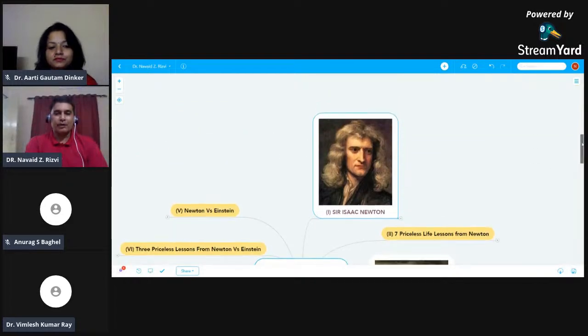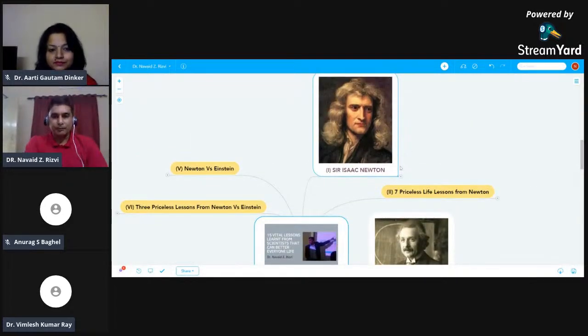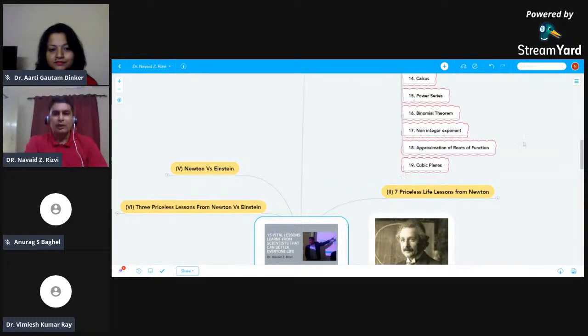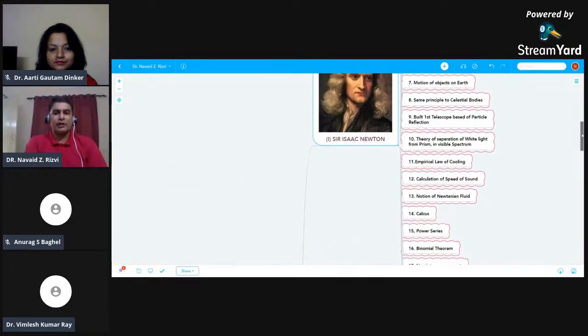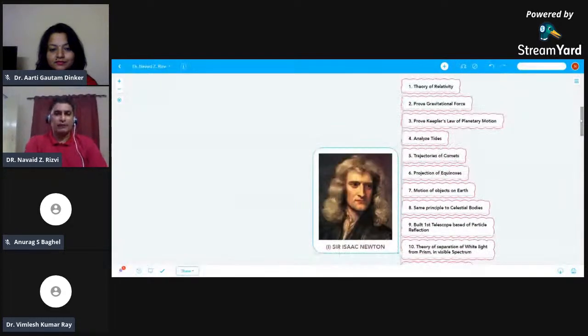So the first is Sir Isaac Newton. If you go to his theories, he has given the theory of gravitational force. He has proved Kepler's laws of planetary motion. He has analyzed tides. He has given the trajectories of the comets and the precession of the equinoxes. He has given the motion of objects on Earth, and shown that the same principle governs the other celestial bodies.